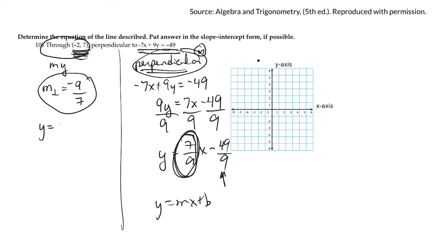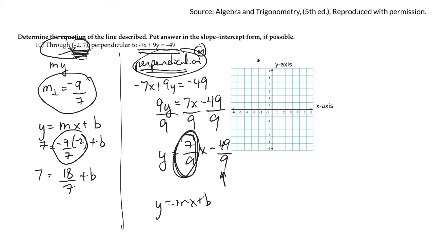So here's the equation. y equals mx plus b. I know the slope is negative 9 over 7. I know an x value up here is negative 2. And I know a y value is 7. So here I have an equation where I can solve for b. Let's first multiply this stuff together. That'd be 18 over 7 plus b is equal to 7.